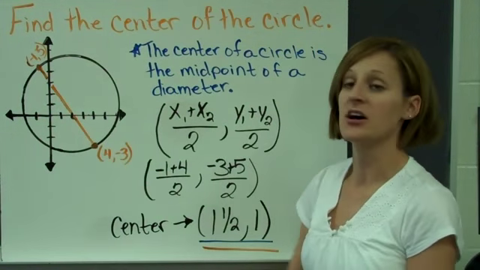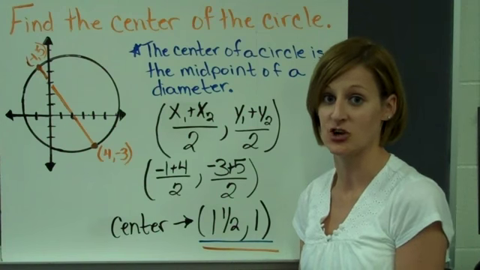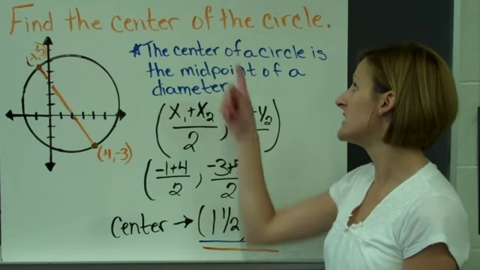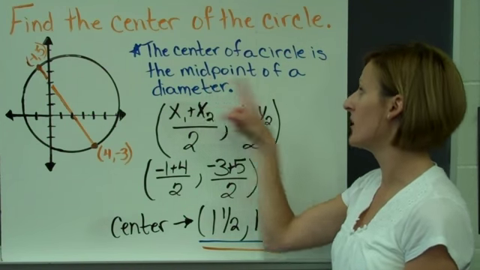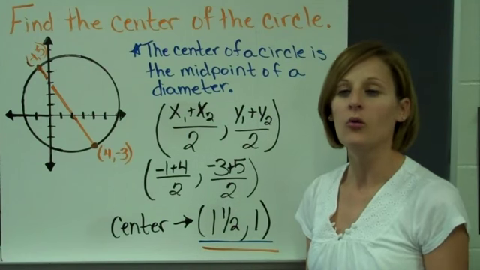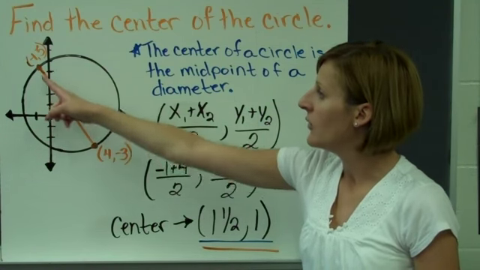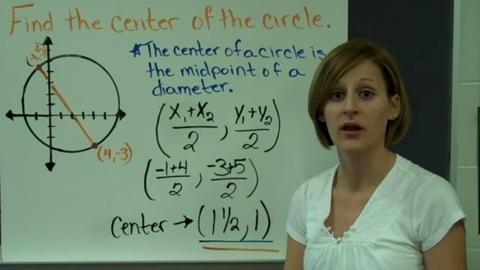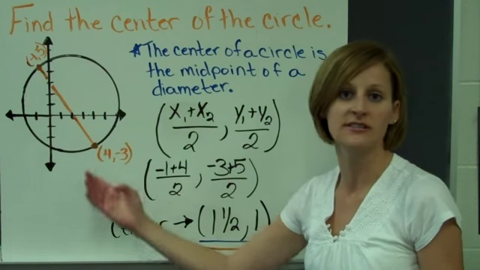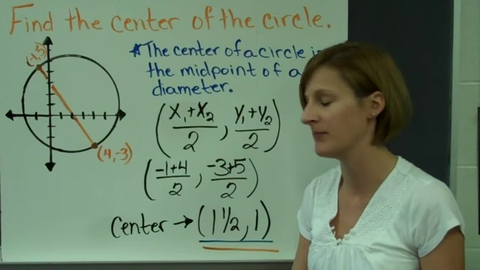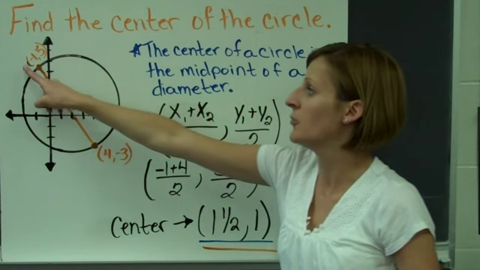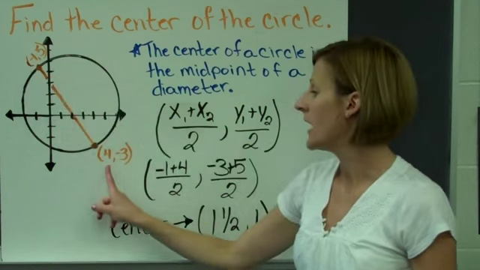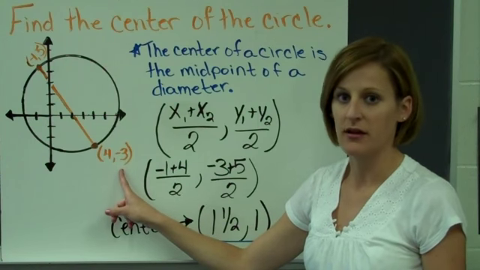Okay, now I have a circle, and I want to find the center of the circle. Now, the center of a circle is going to be the midpoint of a diameter. Well, right here is our circle, and we have our diameter. And we know how to find a midpoint of a line segment, and that's all the diameter is, a line segment. So I'm going to take the point negative 1, 5, and the point 4, negative 3.